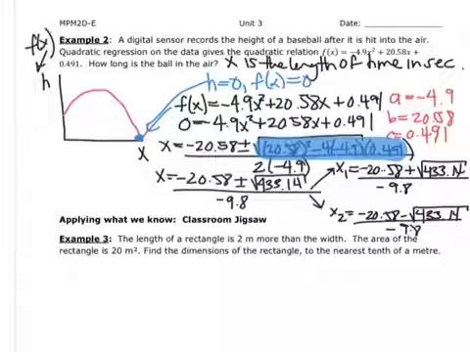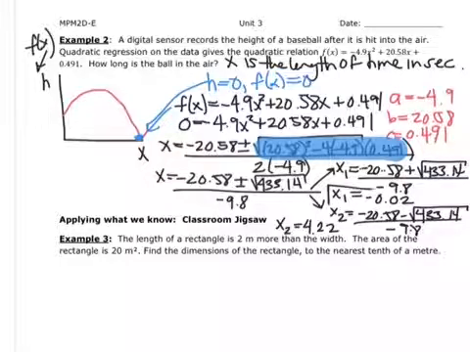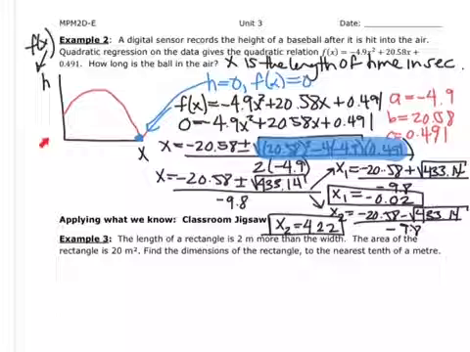So let's see what these two come out to. x1 comes out to negative 0.02 seconds approximately, and our x2 equals approximately 4.22 seconds. So we have two different options for x. We have negative 0.02 seconds and we have 4.22 seconds. So let's go back to our graph to see which one makes sense here. We have a positive 4.22 and a negative 0.02. We know time can't be negative, so this doesn't make sense.